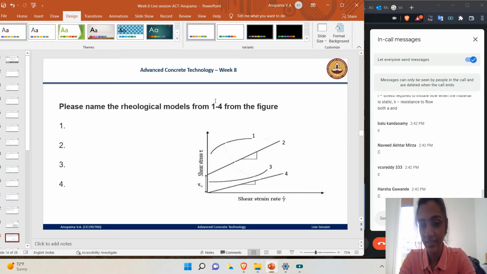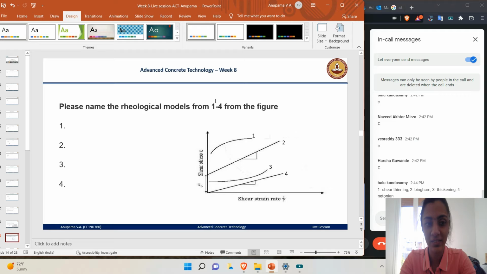It's a very easy question, I think, because this is directly from the slides. There's nothing difficult or complex in this question. Just name the rheological models. There's a high chance you can confuse between 1 and 3. So that is the only complexity here, is what I think.